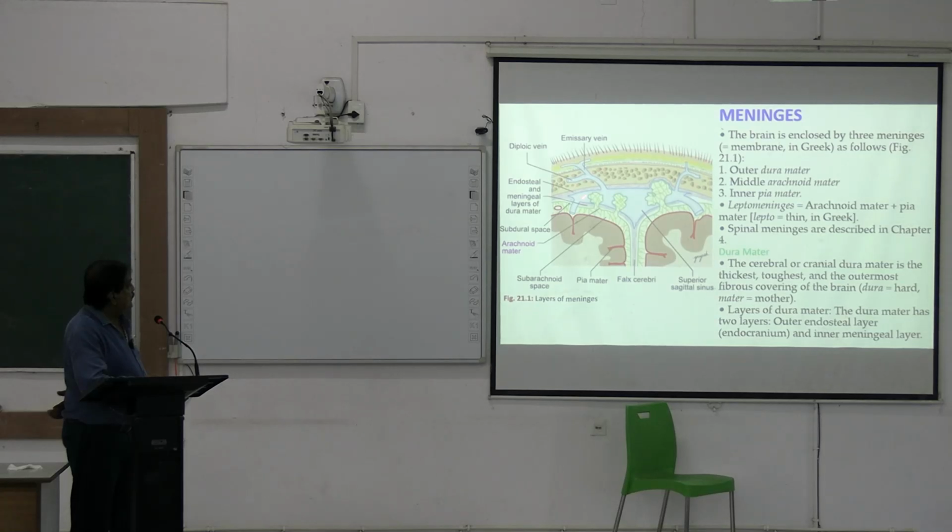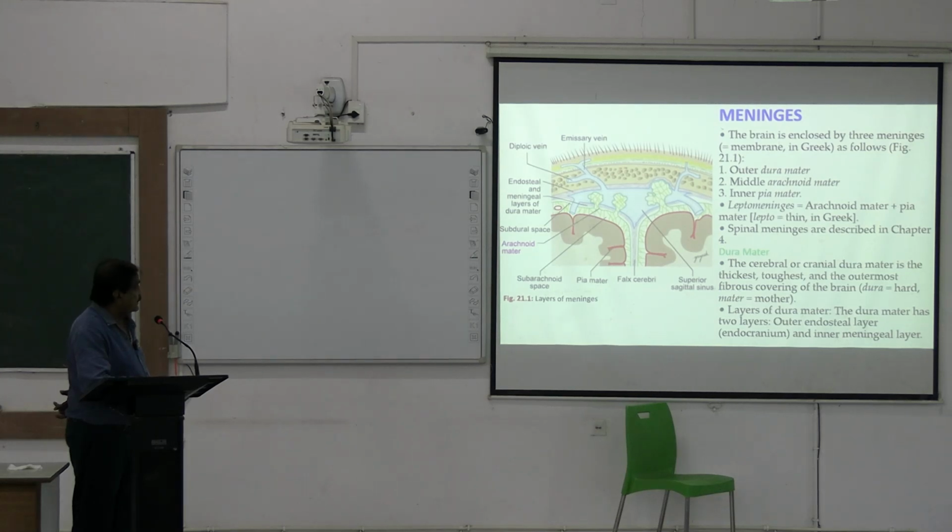Showing the scalp and layers of the meninges. Now, the brain is enclosed by three meninges, meaning membrane in Greek, as follows: outer dura mater, middle arachnoid mater, inner pia mater. Leptomeninges are the arachnoid mater and pia mater, lepto meaning thin in Greek. Spinal meninges are described in chapter 4.